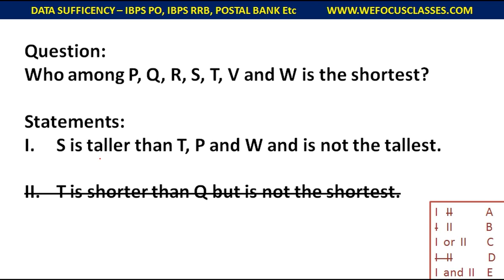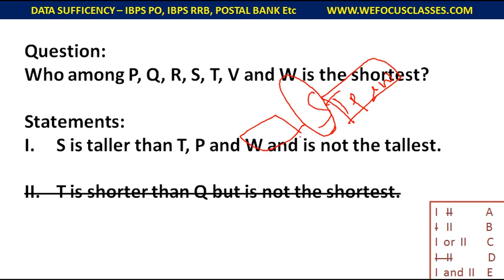In the first hint it is given S is taller than T, P and W, but he is not the tallest. So S is not the tallest, it is given. So after S there are 3 persons, T, P and W it is given, and we don't know how many persons are there on the left side of S. So in fact we can't say.